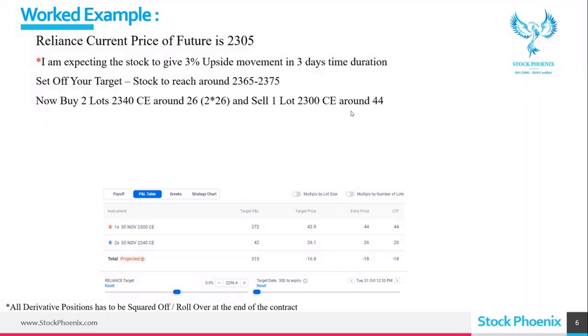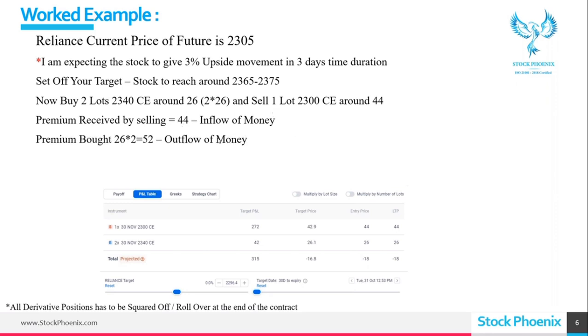Now buy 2 lots of the 2340 call option, that is OTM, around 26. So we are buying 26 into 2. So our outflow of the money will be how much? 52 rupees. Outflow of the money will be 52 rupees, and sell 1 lot of the 2300 call option around 44. So premium received by selling is 44 rupees. This is inflow of money.